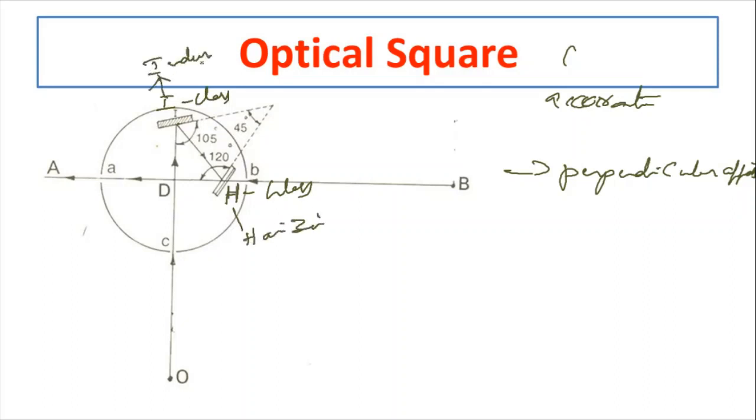Now suppose there is an object at O. From O we want to establish an offset onto the line AB. Then what we do is we place the instrument somewhere at D here. From the instrument position, if this point O is visible, then at that point we will establish the offset.